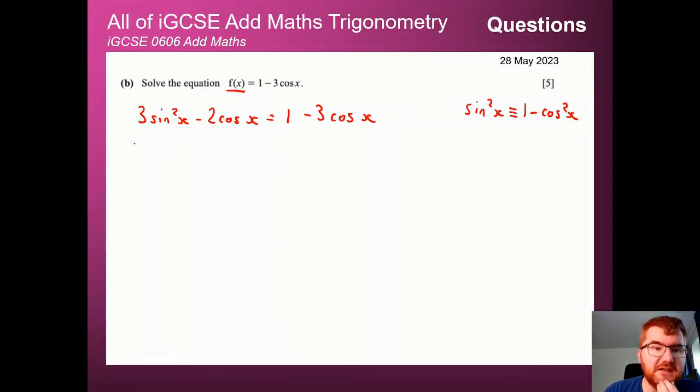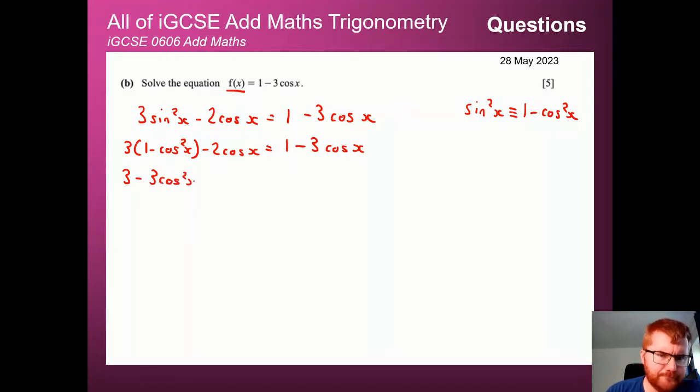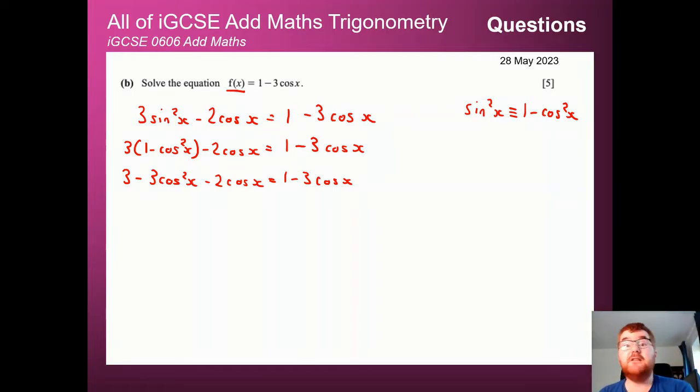So if we substitute this in, we get 3 lots of 1 minus cos squared x minus 2 cos x is equal to 1 minus 3 cos x. Now we just multiply out the single bracket here. So just take your time with these questions. Again, absolutely no rush at all. Make sure you're confident with the algebra you're doing here. Again, we've got a quadratic trigonometric equation, so you want everything on one side and the other side being 0.